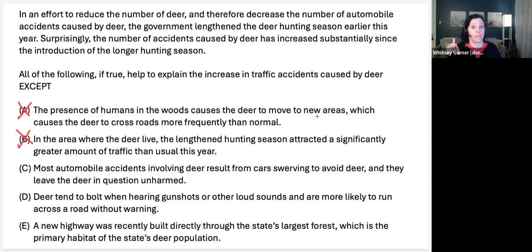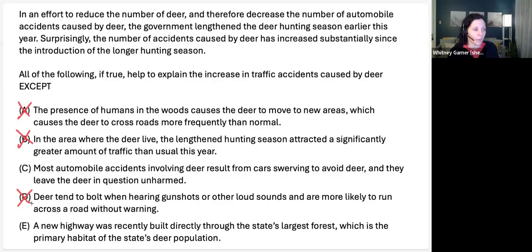D, deer tend to run, bolt, when they hear gunshots from a hunter, for example, or other loud sounds, people in the woods, and are more likely to run across a road without warning. Okay, yep, that would make sense. That we are now getting more deer willing to run across the road because they're scared.